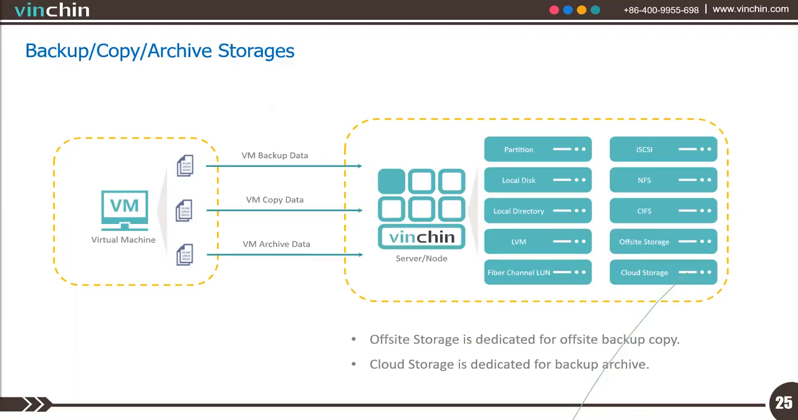Among those storages, the offsite storage is another Vinchin Backup server which has been installed on a remote site, and it will be used for offsite backup copy only. And the cloud storage will only be used to save the backup archives.